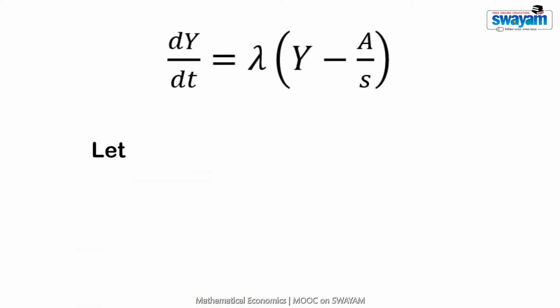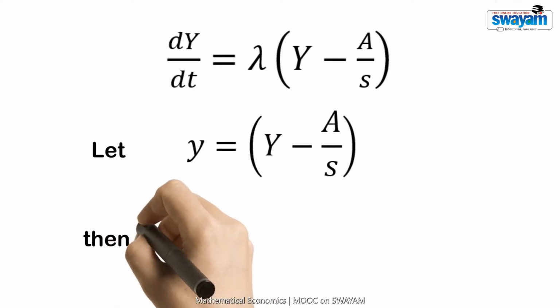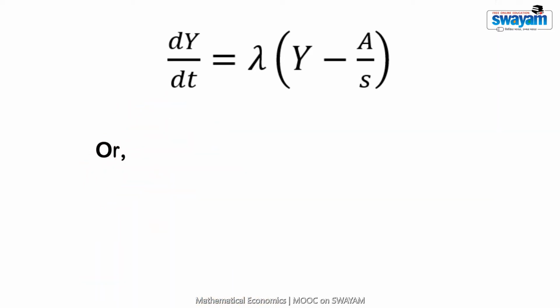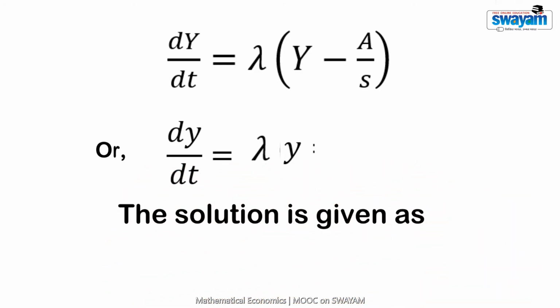Let us substitute y equal to Y minus A by S. Then dy/dt will be equal to dY/dt. Substituting this value in this equation gives dy/dt equal to lambda y. The solution to this differential equation gives y(t) equal to y0 e to the power lambda t. This is an exponential function, and it can be seen that there is exponential growth of income at the rate of lambda.